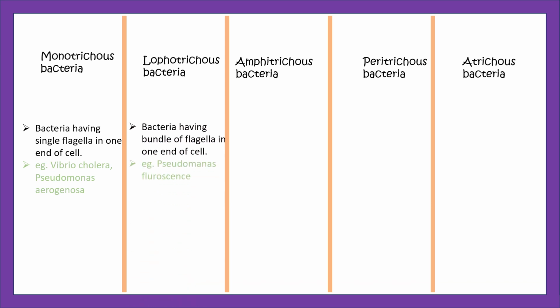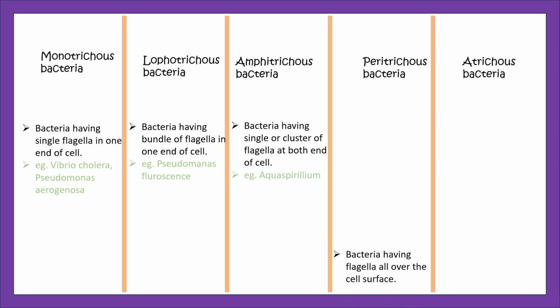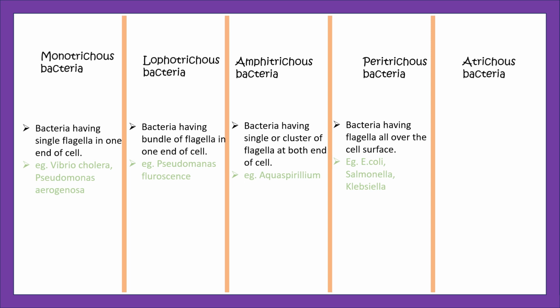Move to the lophotrichous bacteria, which is bacteria having a bunch of flagella at one end of the cell, like Pseudomonas fluorescens. Move to the amphitrichous bacteria, which is bacteria having a single cluster of flagella at both ends of the cell. An example is Aquaspirillum. Move to the peritrichous bacteria, which is bacteria having flagella all over the cell surface. Examples are E. coli and Salmonella. Move to the atrichous bacteria, which is bacteria without flagella, such as Shigella.